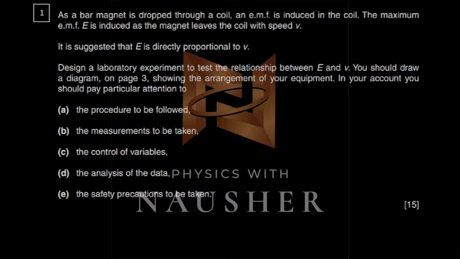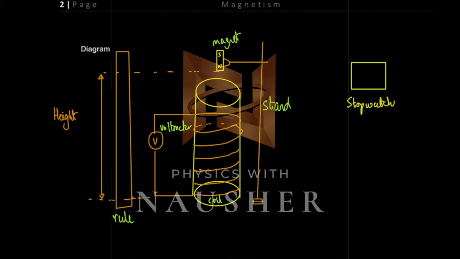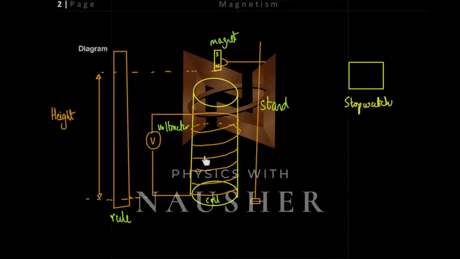Let's start off with the first question, where they're asking you to design an experiment where you're going to measure EMF and change the speed of the falling magnet. So let me show you the diagram. The diagram looks like something like this, where you have this coil inside which EMF will be induced, and you connect a voltmeter to it to measure the induced EMF. Magnet will be released from a certain height. The magnet will fall, its magnetic field will cut the coil, you know that. An EMF will be induced and the voltmeter is going to measure that EMF induced.